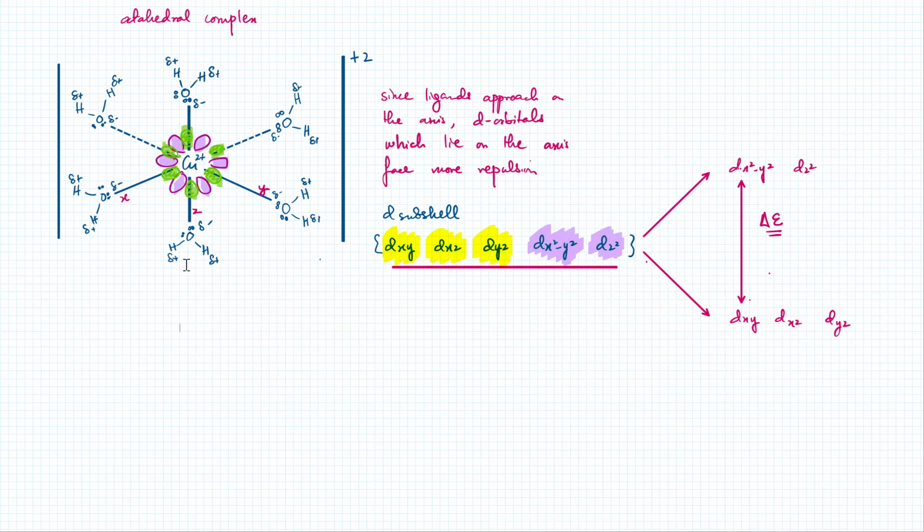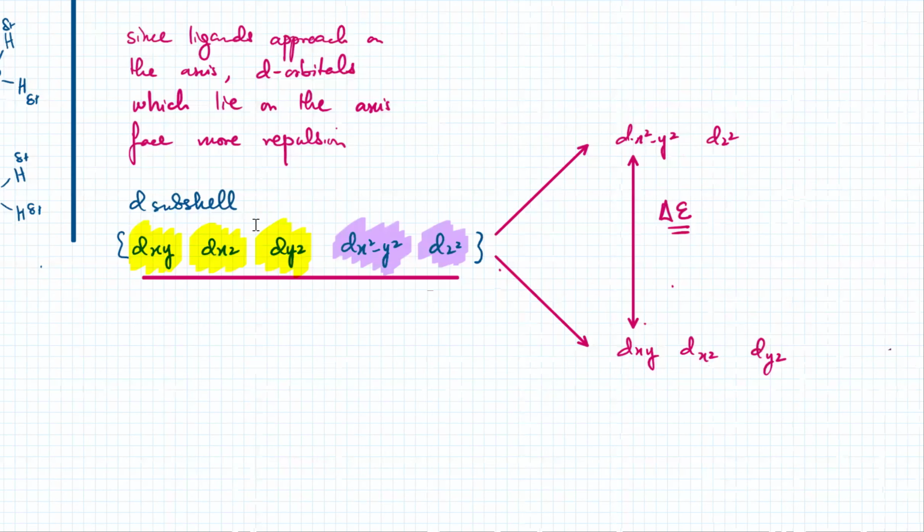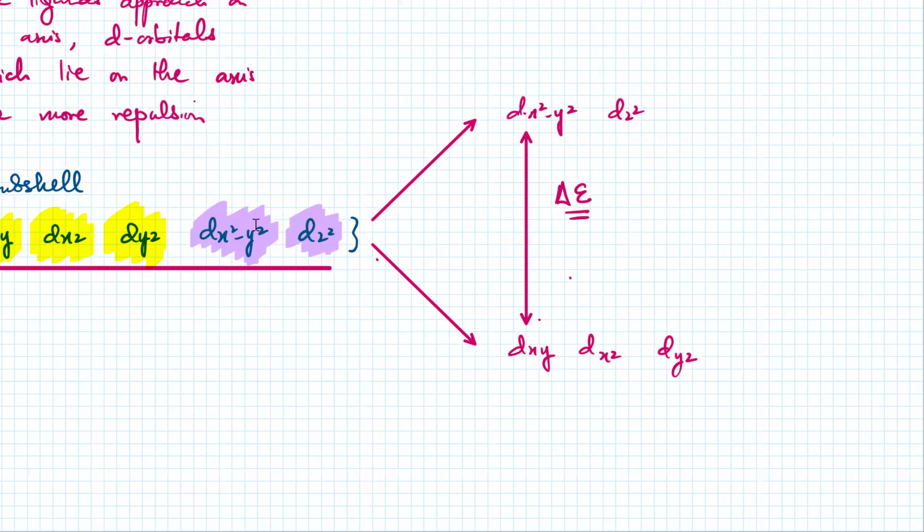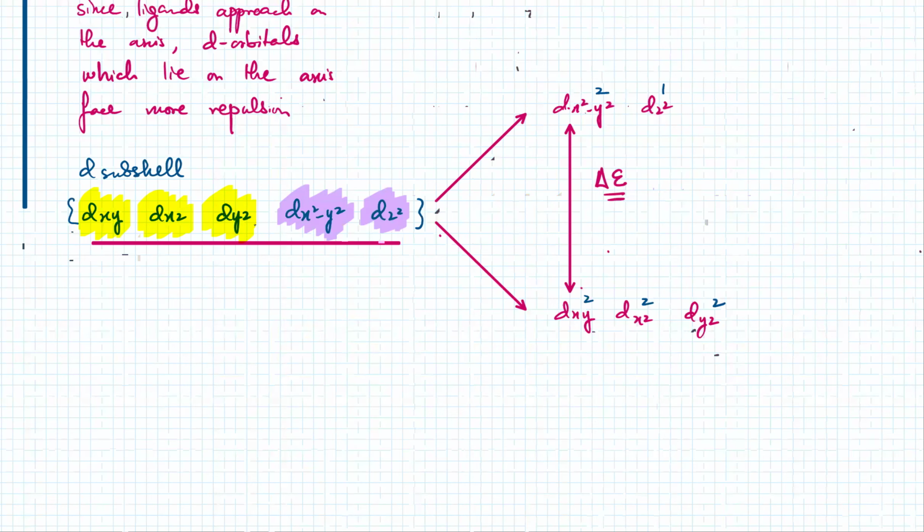So if there were no water molecules, then all the orbitals would be exactly the same. But now, in the presence of water molecules, they're not going to be exactly the same. So how many electrons did we have? We had 9 electrons, right? So the electrons would prefer the orbitals between the axes, the ones which have the lower energy level, because there's less repulsion over there. They don't prefer the ones on the axis, right?